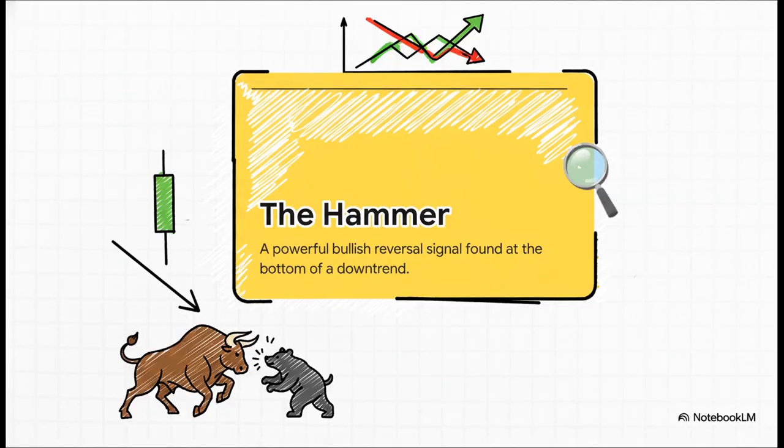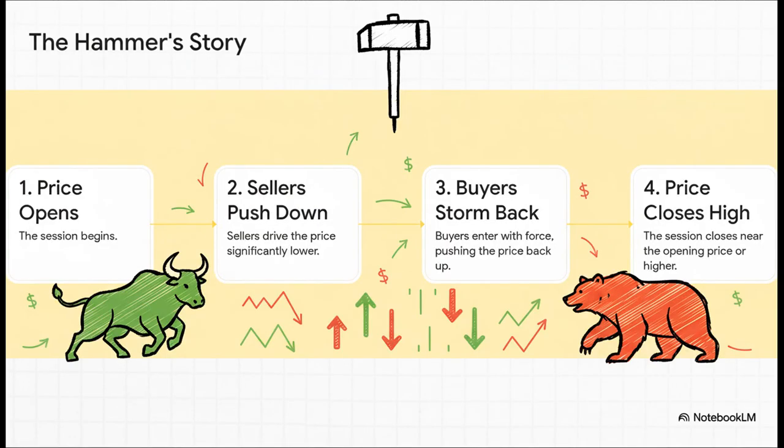I want you to picture this. A stock has been falling, maybe for days. Then, suddenly, a hammer appears. That is a huge signal that the sellers are finally getting tired out and the buyers are stepping back in with some serious force. In this slide, it lays out that battle perfectly. So the session opens and sellers are in total control, right? They push the price way, way down. But then everything changes. The buyers just storm back, they mount this massive comeback and completely wipe out all those losses, closing the price way up near its peak. It's the story of a decisive, clear-cut victory for the bulls.